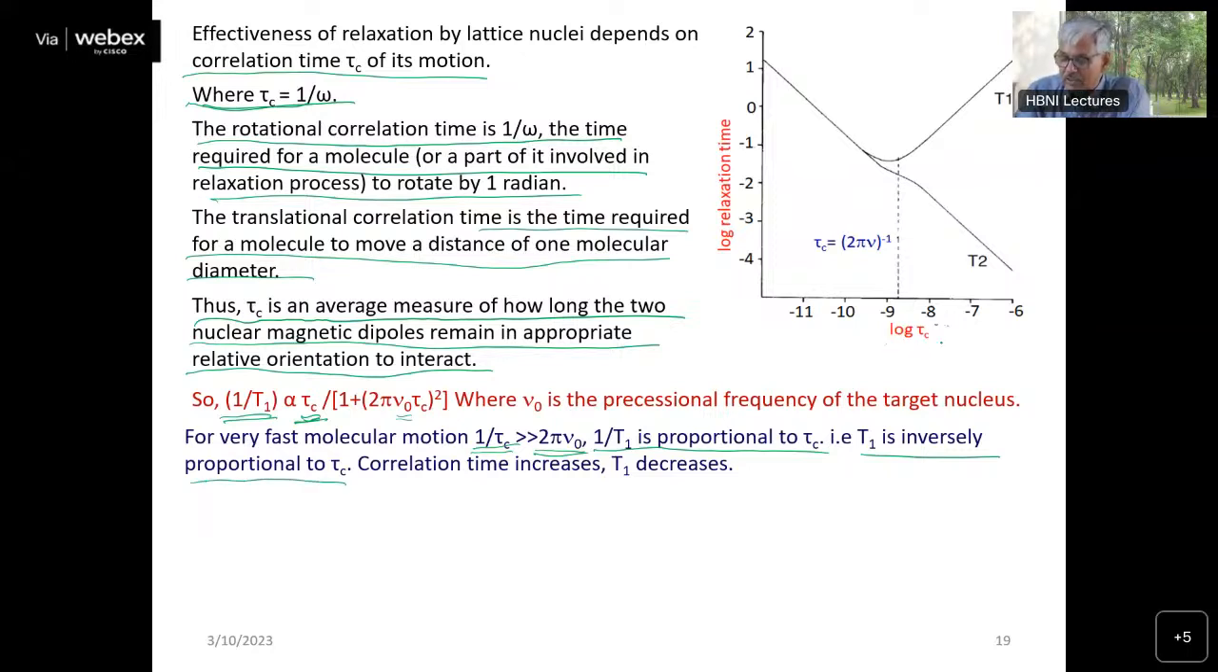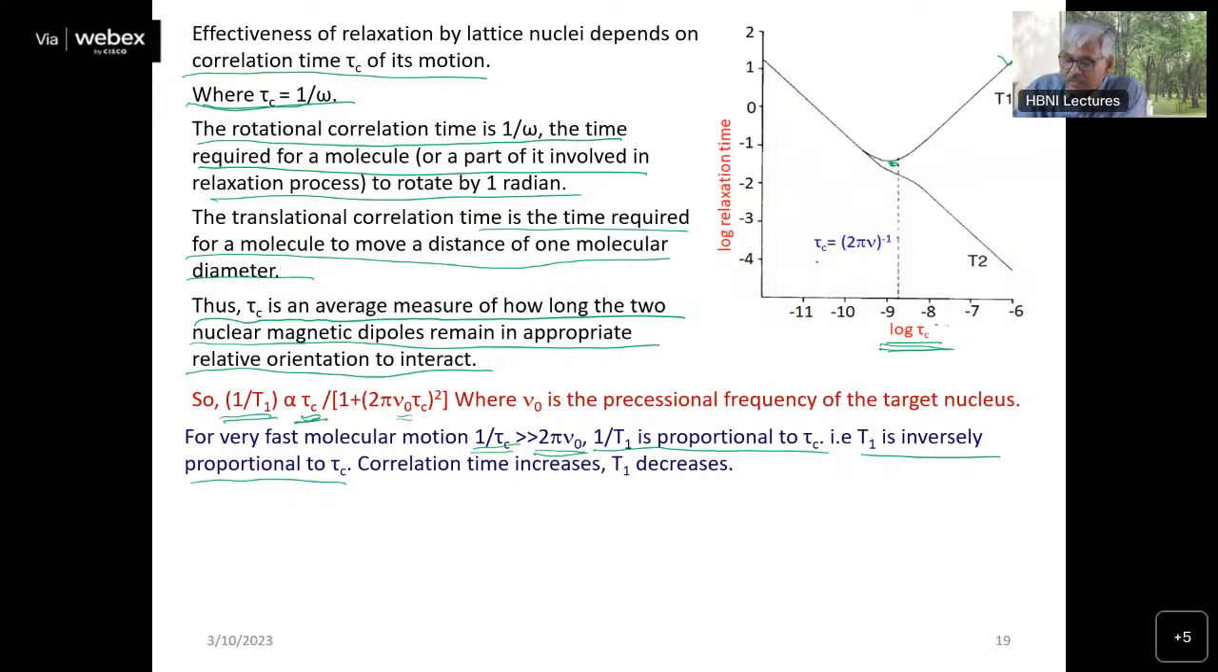So you can see we have plotted here log tau c with log relaxation time. We have considered here both the relaxation times, because both are affected by this correlation time. Anyway, we will discuss only about this. If you see, when the log correlation time is small, the relaxation time is decreasing. As the correlation time increases from a very low value to a higher value, you see the relaxation time T1 decreases, and then it reaches a minimum.